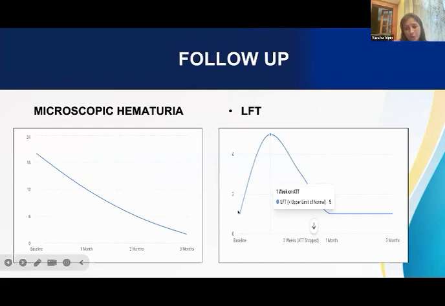LFT, which was normal at baseline, showed a 5-fold rise at the end of around 1 week of initiation of ATT. So subsequently the ATT was stopped and rechallenged one by one, as we had in the previous discussion, with pyrazinamide at the end. Finally, after rechallenging each one by one, she had almost normal levels of LFT at the end of 3 months.